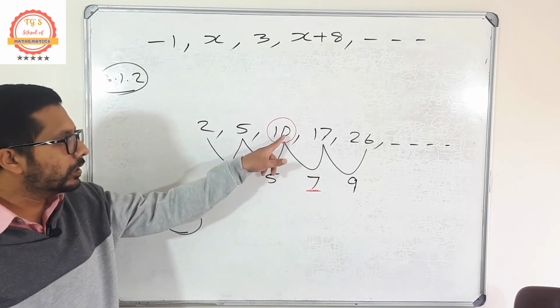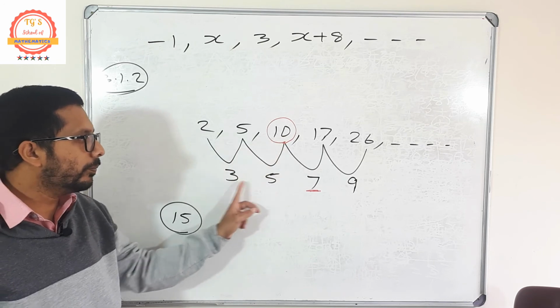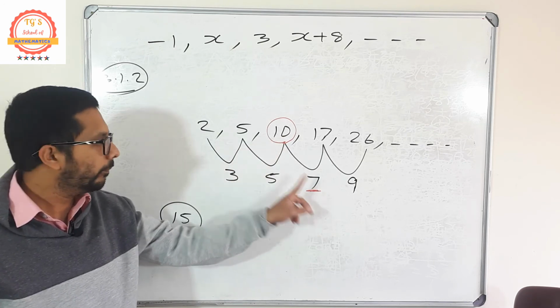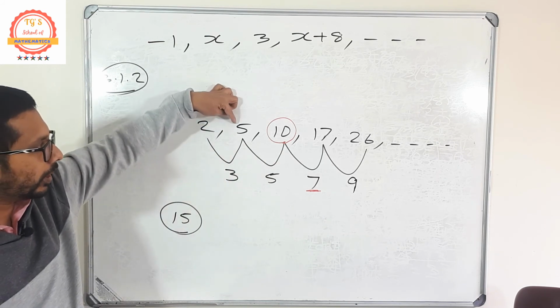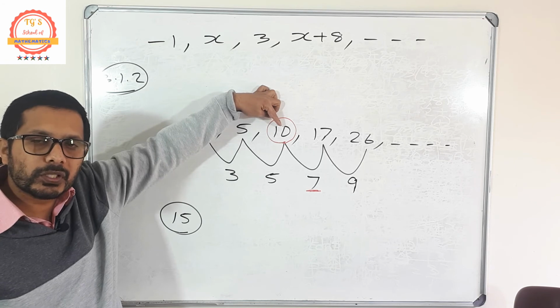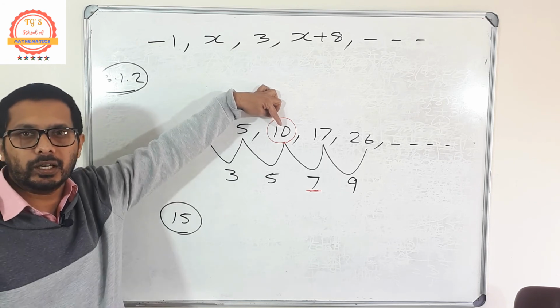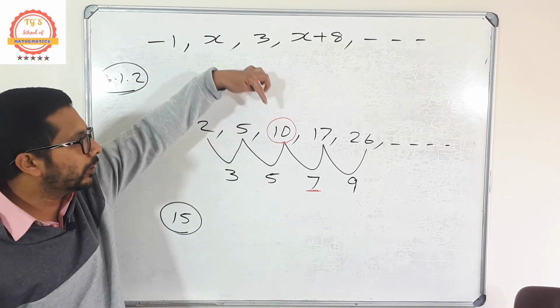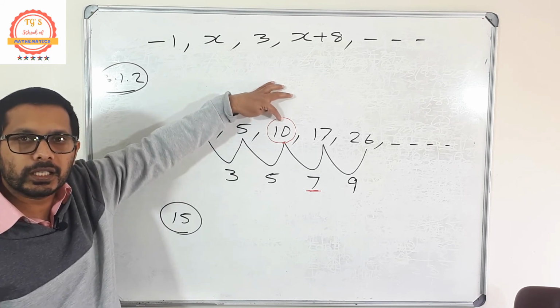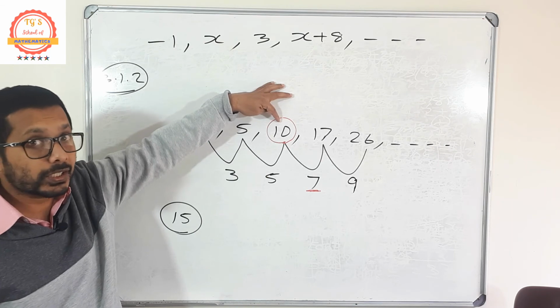This is the first term where the sum is 15. Am I right? Okay, so look at this one. 2 plus 5, 7. 7 plus 10, 17. That means already the sum is greater than 15. So what is the first term in the quadratic sequence where the sum is 15? That is this 10. Do you understand?